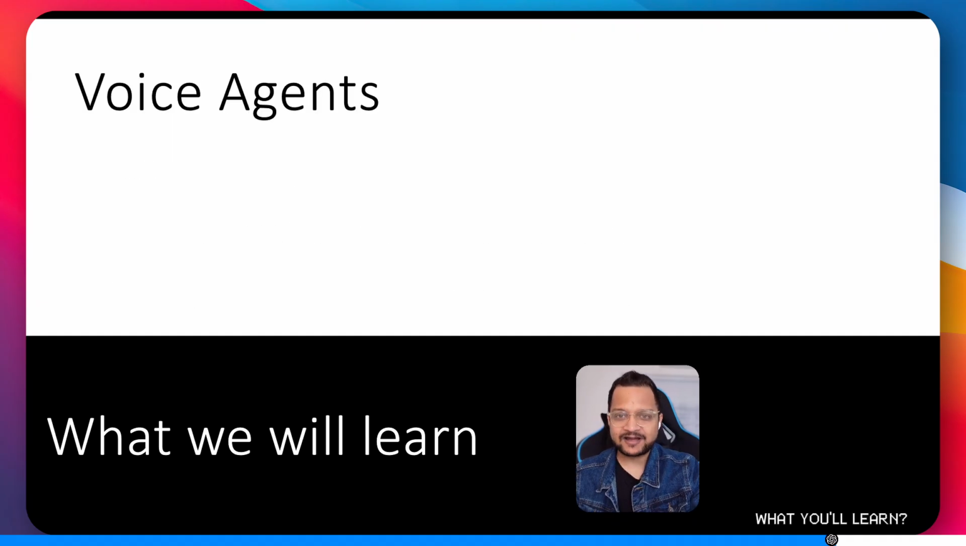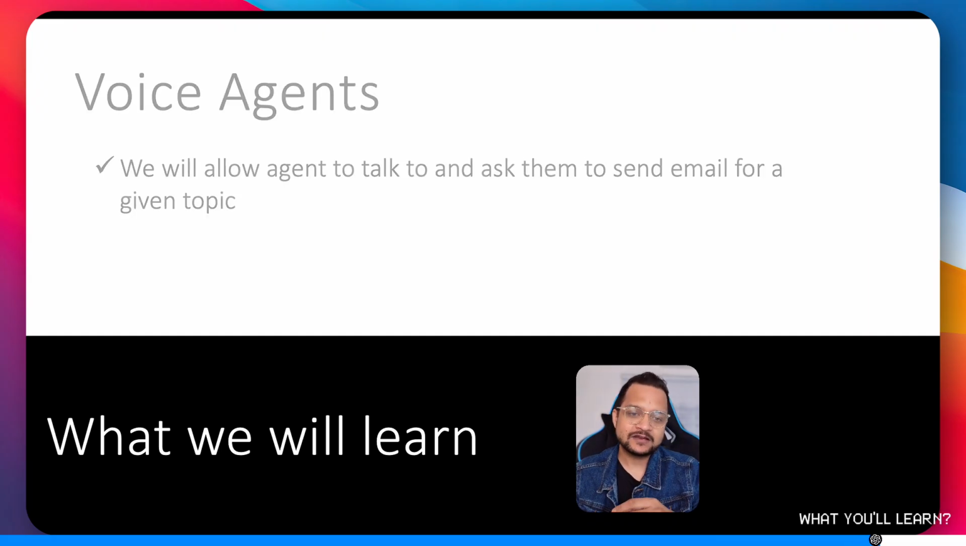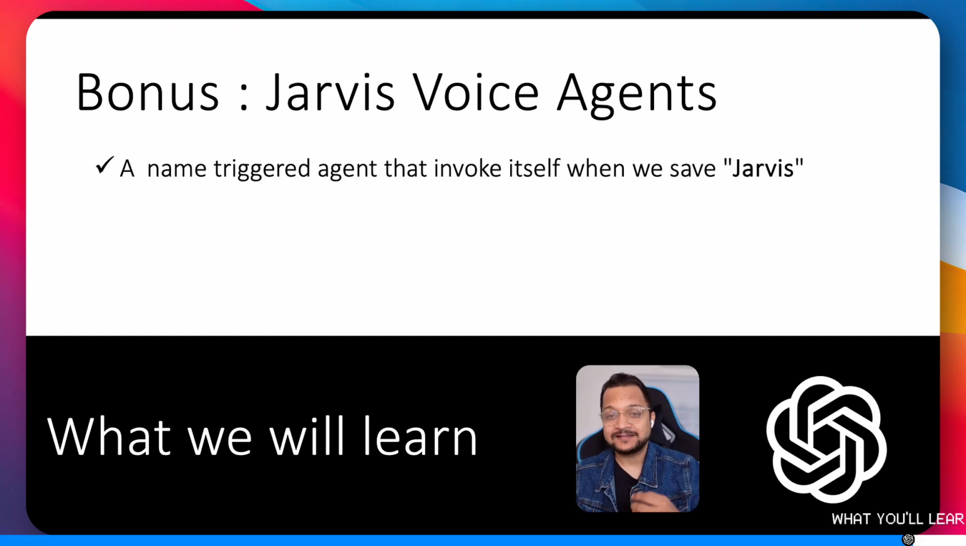And finally, my favorite, the voice agent. We will allow the agent to talk and send an email for a given topic. But at the end, I'm going to give you a bonus: creating a Jarvis voice agent. This agent will only be invoked when you say Jarvis. So just like this, "Jarvis, send an email to my friend," and it will perform the action for you.